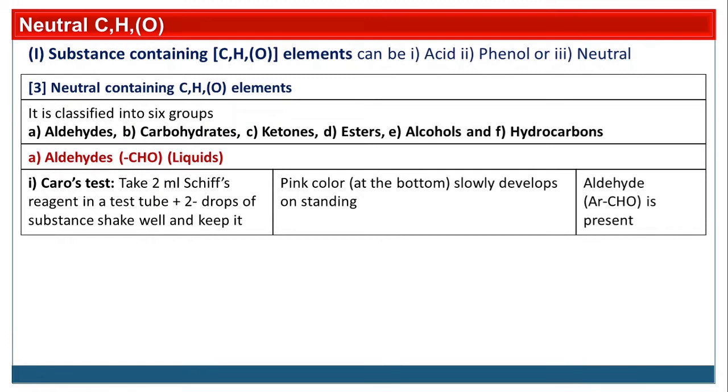Now this is the aldehyde. This aldehyde test is only for liquids. So if your compound is liquid, then only perform this Caro's test. Otherwise, go for the next step. Next test. Now Caro's test: take 2 ml of Schiff's reagent in a test tube, add 2 drops of substance, shake well and keep for some time. If pink color slowly develops at the bottom on standing, then aldehyde is present.